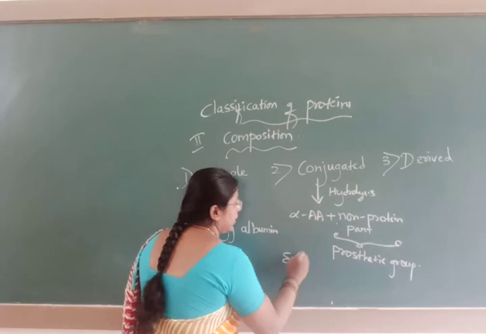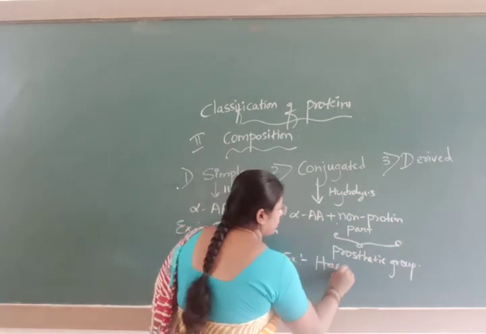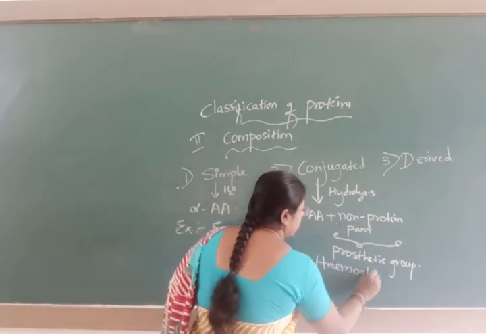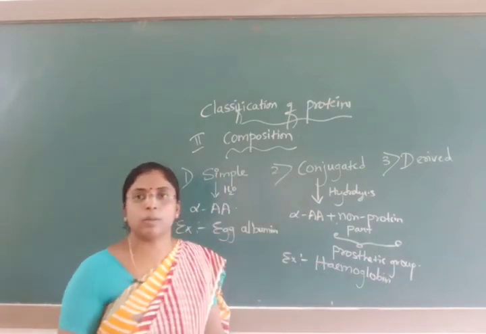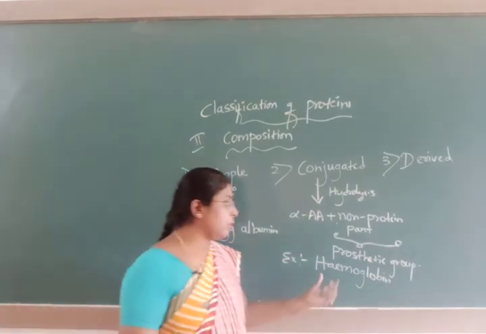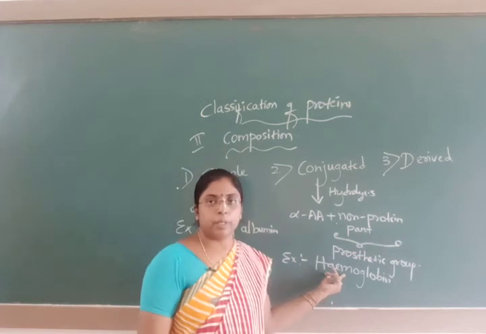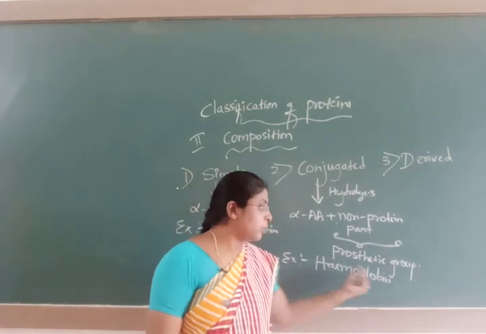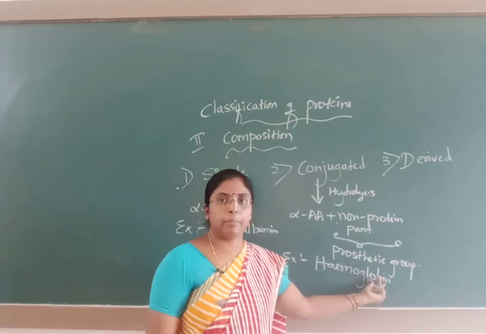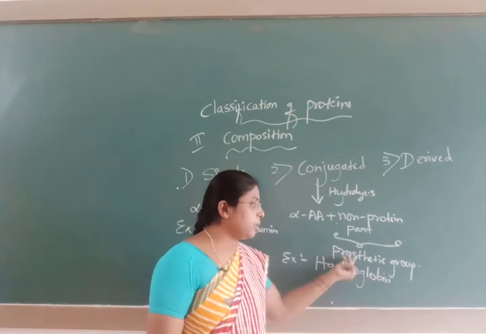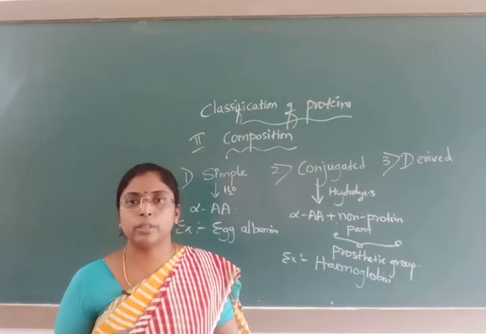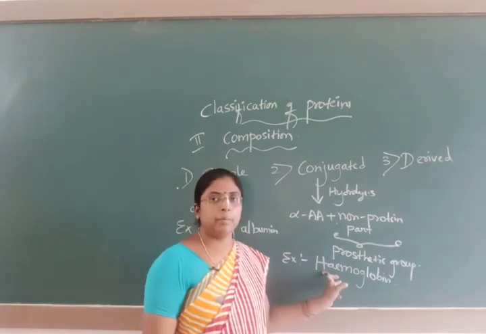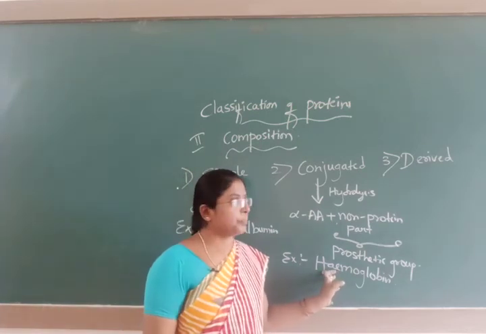For example, if I take hemoglobin, here you know there is heme as well as globin. Heme is the prosthetic group. It is a non-protein part. Globin is a protein part. In the competitive exam, they ask you the prosthetic group. In hemoglobin, heme is the prosthetic group.